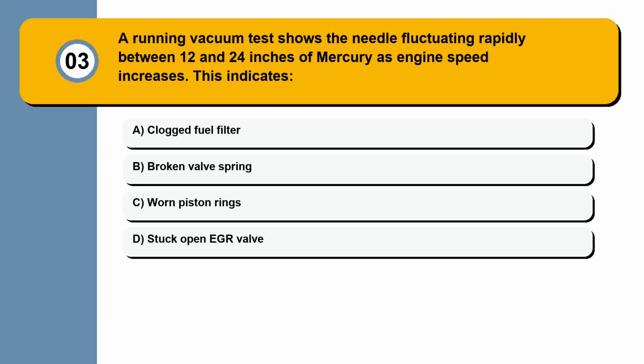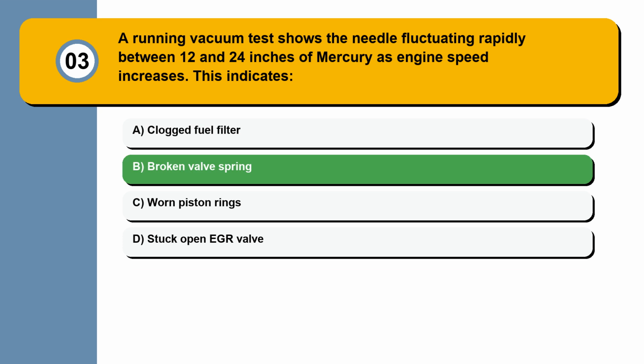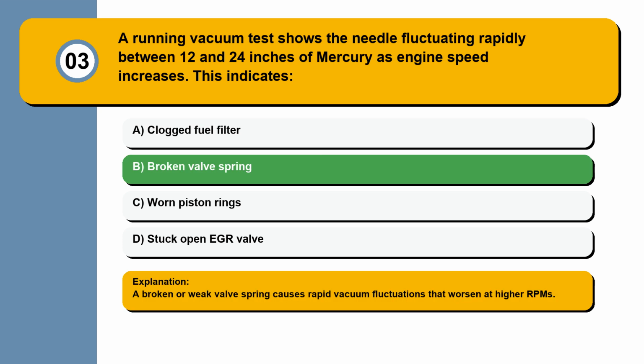Question 3. A running vacuum test shows the needle fluctuating rapidly between 12 and 24 inches of mercury as engine speed increases. This indicates clogged fuel filter, broken valve spring, worn piston rings, stuck open EGR valve. A broken or weak valve spring causes rapid vacuum fluctuations that worsen at higher RPMs.